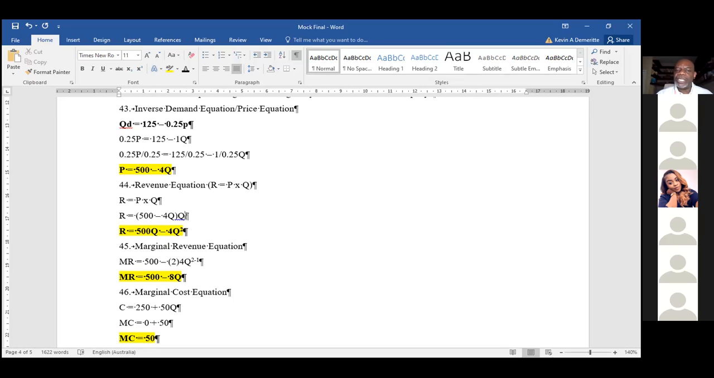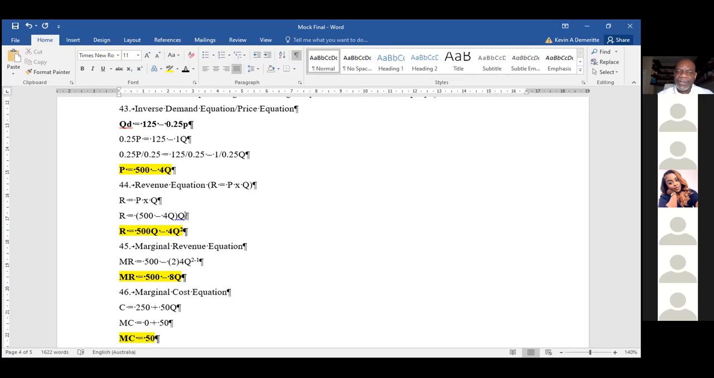Then they want us to find marginal revenue. Now, this is a little more tricky because it means that we need to use our rules of differentiation or derivation, right? The rules of differentiation say that if you're looking to find the marginal revenue, or what we call the slope of a function, marginal revenue is the slope of the revenue function. Marginal profit is the slope of the profit function. Marginal cost is the slope of the cost function. Marginal anything is the slope of that function.